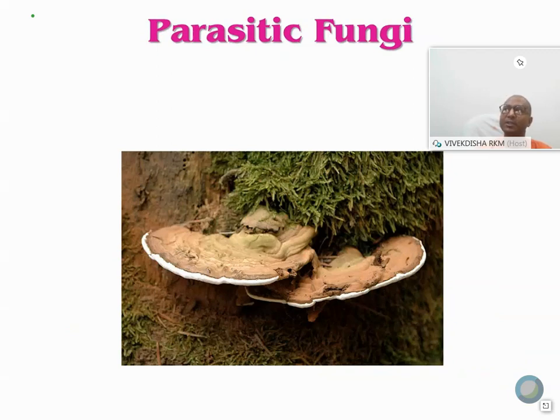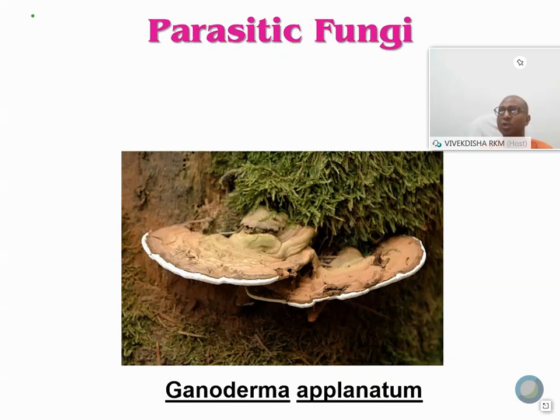Then the next one is known as bracket fungi. It grows like a bracket. They can do harm not only to small plants but also to very tall plants. They are known as Ganoderma. Ganoderma develops on the trunk of the plants, gradually penetrating it, drawing nourishment from the plant, and finally it can kill the very tall plant. So there is a parasitic mode of nutrition in Ganoderma, one type of fungus.